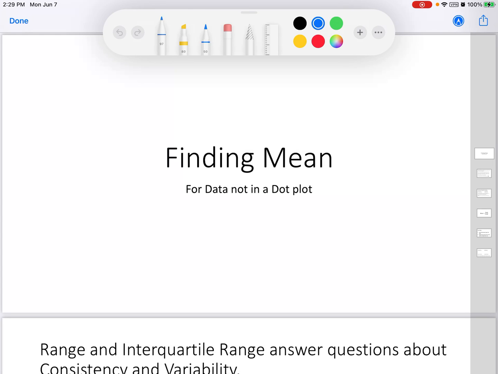Hello, it's time for another exciting video. I haven't put up a video in a while. This one is on finding mean. Specifically, we are going to be finding mean for data that is not written in a dot plot.